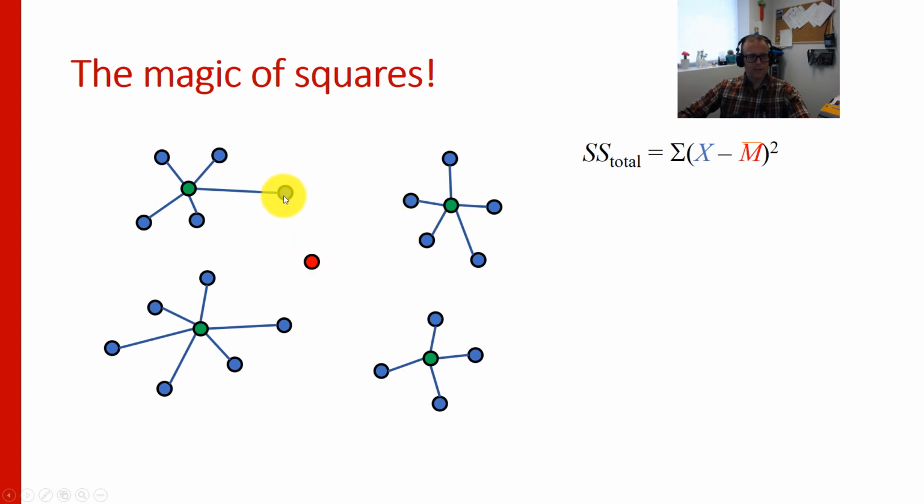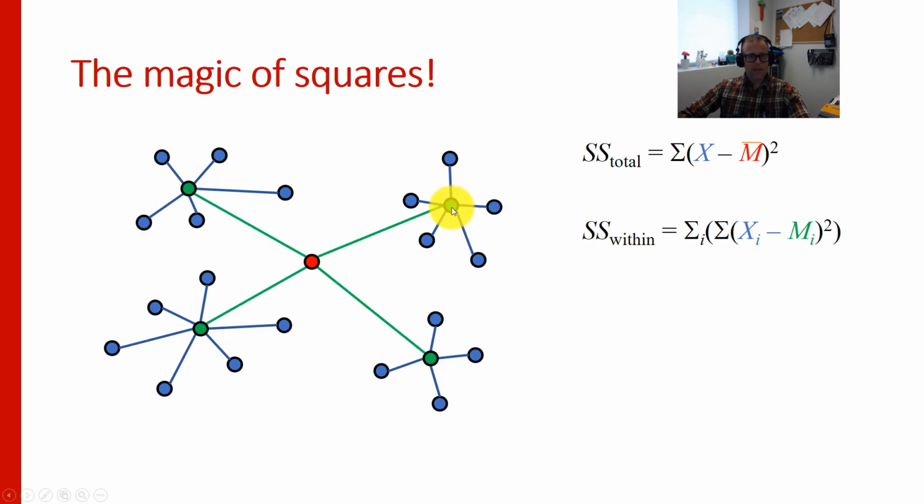So now, rather than calculating the distance between each of these dots and the grand mean, we can calculate the distance between each of these observations and their group mean. That would look something like this, where we can calculate the sum of squared errors within each group. But then we have groups, and these groups have a distance from the grand mean, and we can calculate the distance between each of these nested groups and the grand mean.